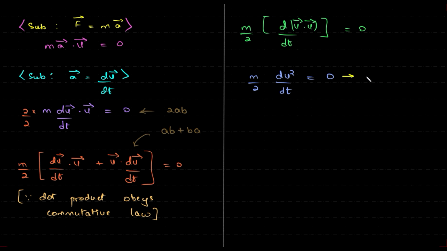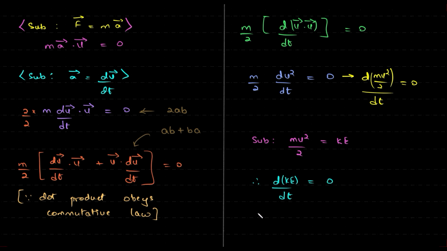This can be further written as d(mv²/2)/dt, which is equal to 0. What is half mv²? Yes, substituting, half mv² is the kinetic energy. Therefore, the derivative of kinetic energy is 0. What does this imply? This implies that there's no change in kinetic energy, hence work is 0. That's all.